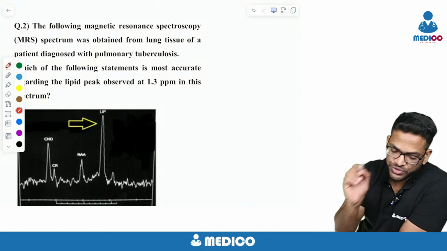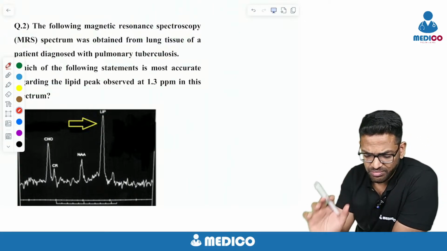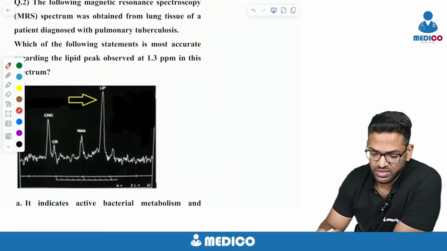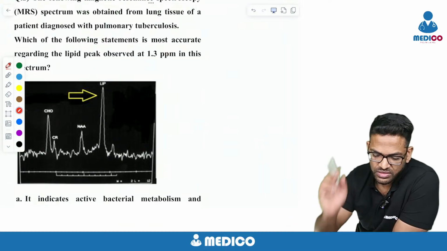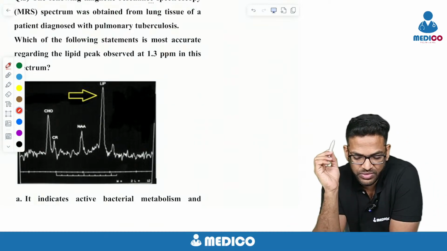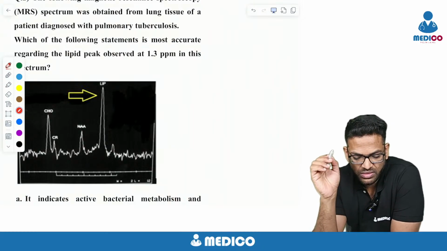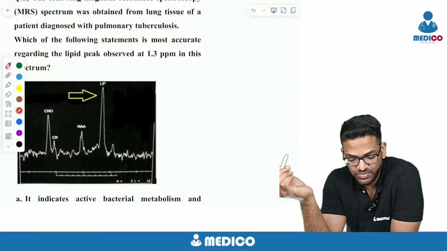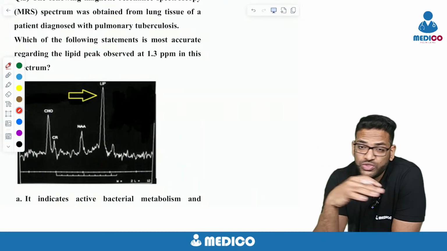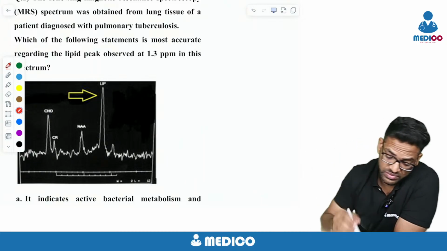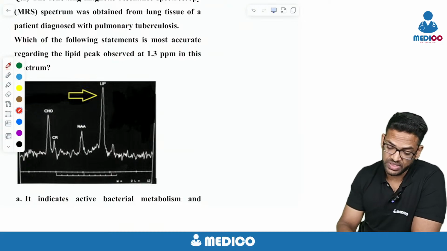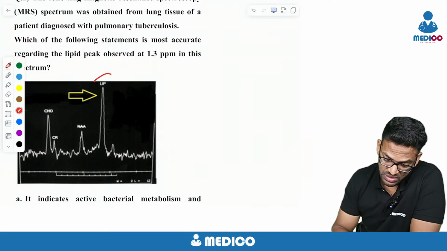So question number 2: the following magnetic resonance spectroscopy, MRS, spectrum was obtained from lung tissue of a patient diagnosed with pulmonary tuberculosis. Which of the following statements is more accurate regarding the lipid peak observed at 1.3 ppm in the spectrum? So this is something which you have to know off the top of your head. So I'll just tell you that this is a lipid peak.